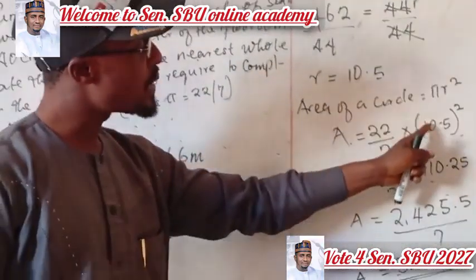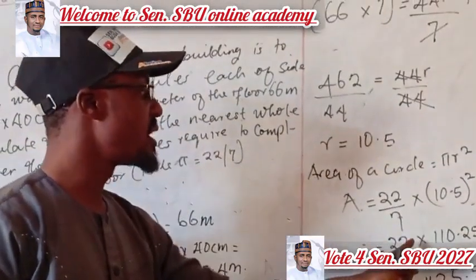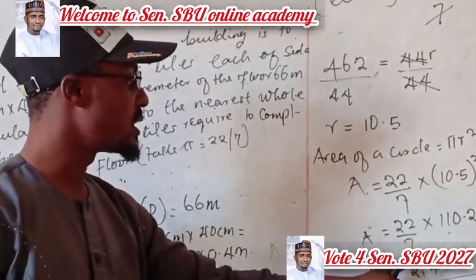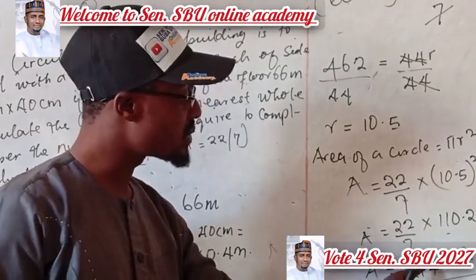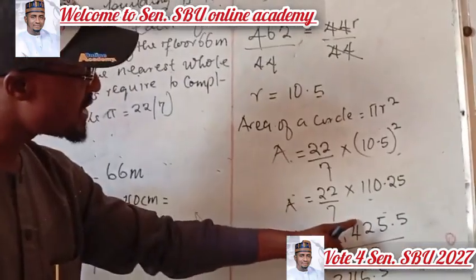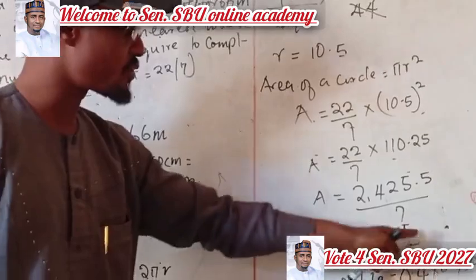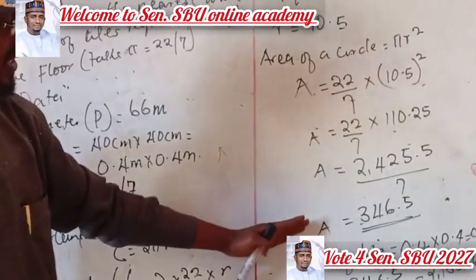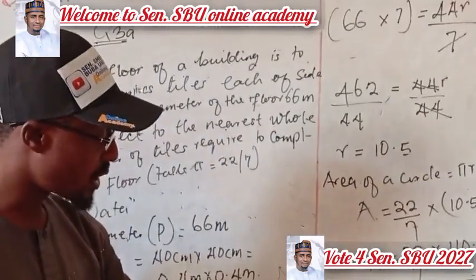If you press 10.5 times 10.5, it will give us 110.25 times this 22/7. Therefore, 22 times 110.25 gives us 2425.5 all over 7. You divide this number by this 7 and it will give us 346.5. This is the area of the circle. Area of the what? Area of the circular building, the circular floor.